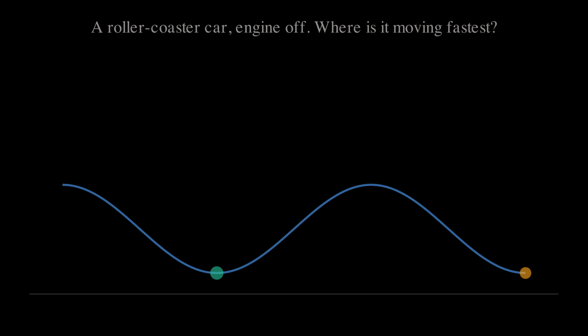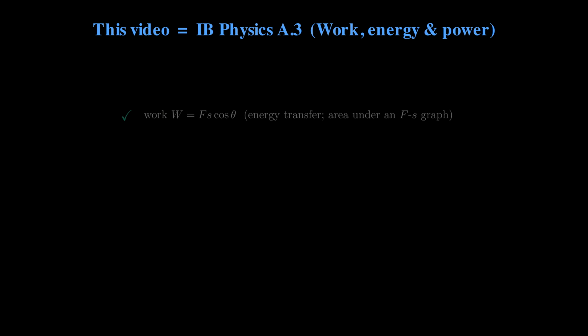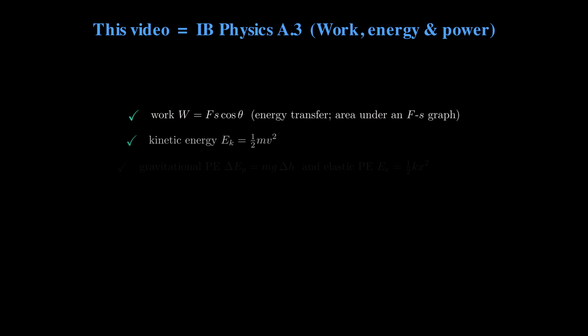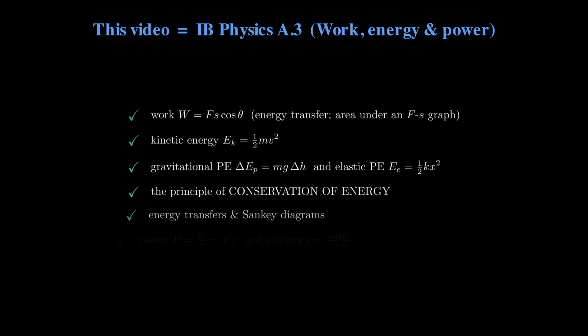That single idea, work, energy, and power, is one of the most powerful shortcuts in all of physics. Here's exactly what we cover, straight from the syllabus. Physics, topic 8.3. Work and the two ways to find it. Force times distance, and the area under a force-distance graph. The three kinds of energy you need: kinetic, gravitational, and elastic. The principle of conservation of energy that links them. Energy transfers, drawn as Sankey diagrams. And finally, power and efficiency.